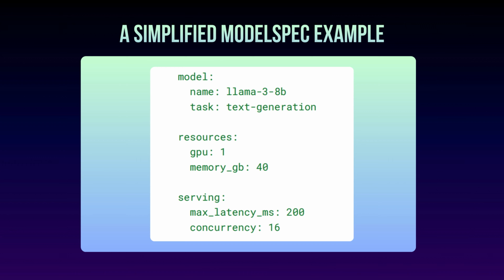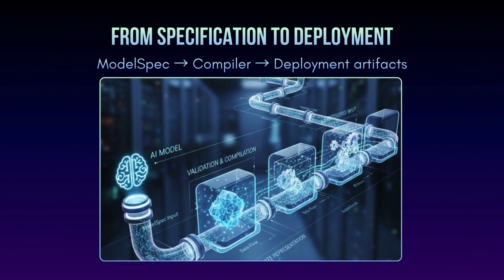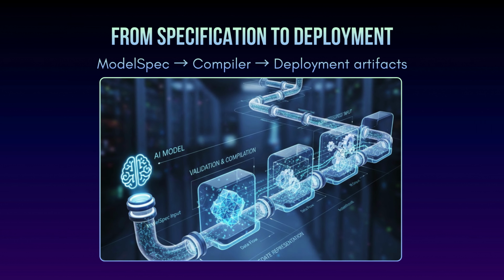This specification says, I want to serve this model for this task with these resource requirements and these performance goals. Notice what's missing. There are no platform-specific details, no cloud provider settings, and no runtime flags. That separation is intentional. In practice, a model spec flows through a pipeline.